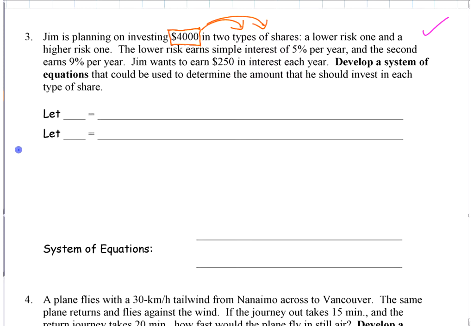how do you decide? What are the unknowns, first of all? What doesn't he know? What decision does he have to make? Well, usually it's going to say at the end here, right? Develop a system of equations that could be used to determine the amount that he should invest in each type of share, right?